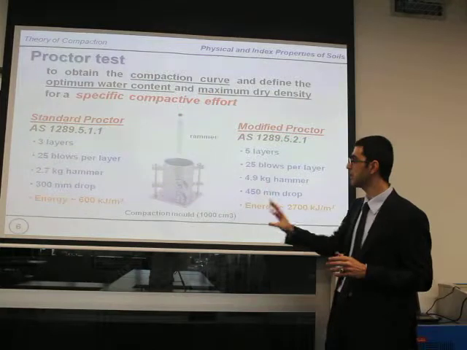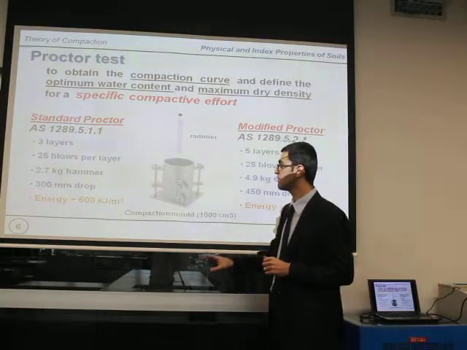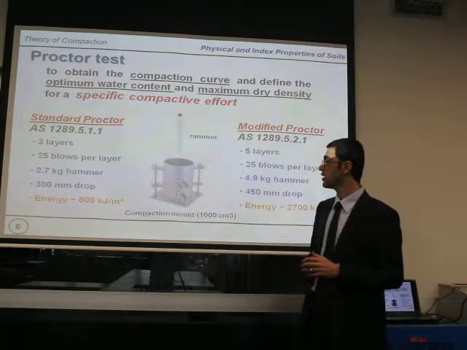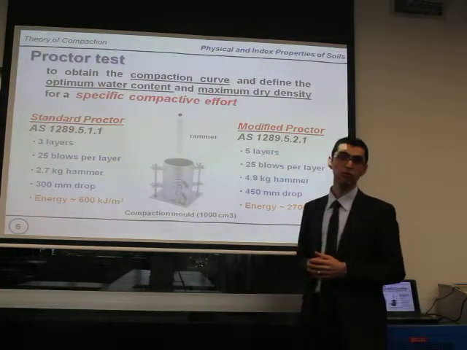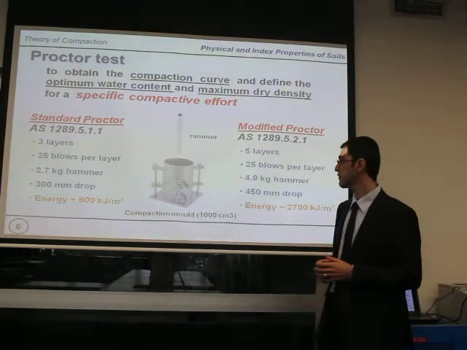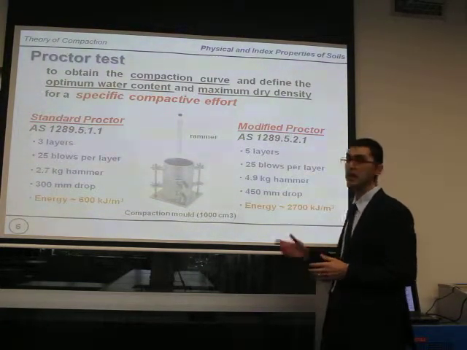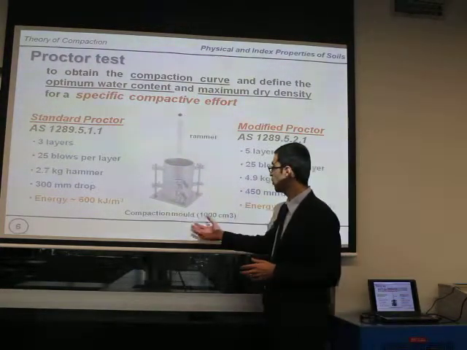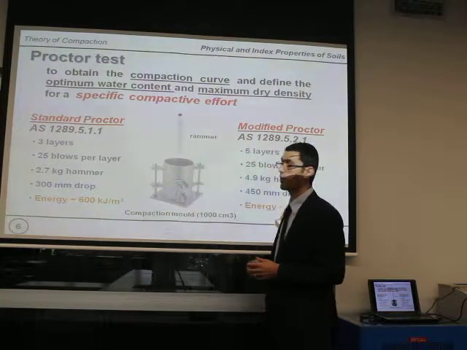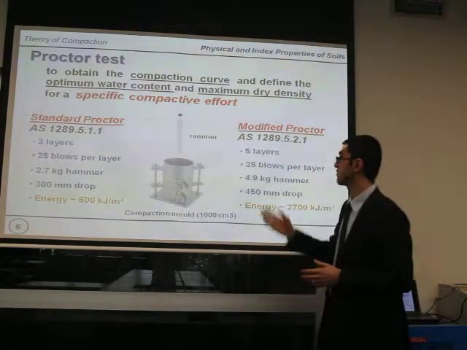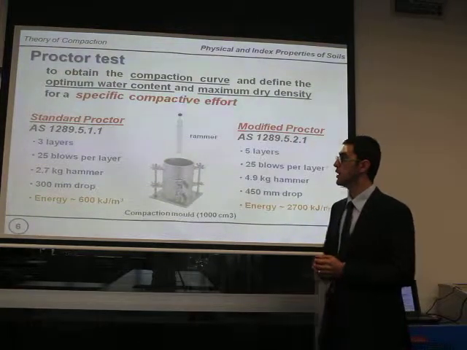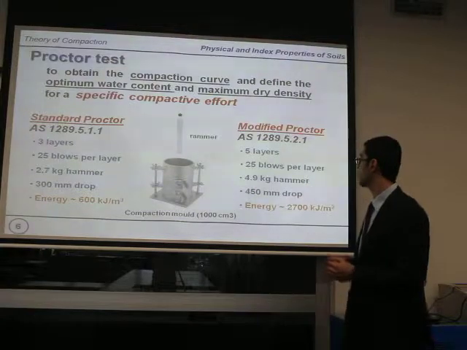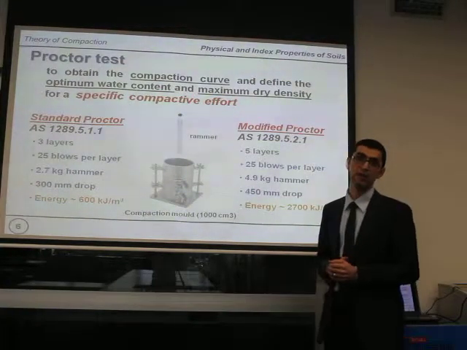The main difference between these two tests is the total energy that we apply on the specimen. For the standard, we apply around 600 kilojoules per cubic meter of the specimen, while in the modified one, it is around 2700 kilojoules. This one is the compaction mold. The volume of the compaction mold is around 1 liter, and the weight of the rammer for the standard Proctor is 2.7 kilograms, while for the modified one it is around 5 kilograms.